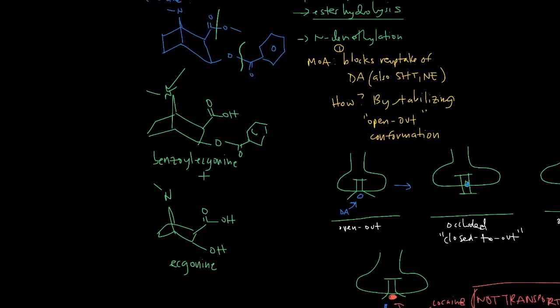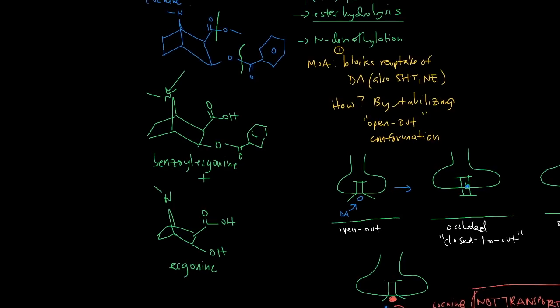So benzoyl ecgonine is named so because it still has a benzoyl group, and it's ecgonine in that it has this part. So benzoyl ecgonine is basically just ecgonine, except you have the benzoyl group still here. It's not the fully metabolized cocaine. It's just pretty much halfway metabolized. So benzoyl ecgonine is just halfway metabolized cocaine.